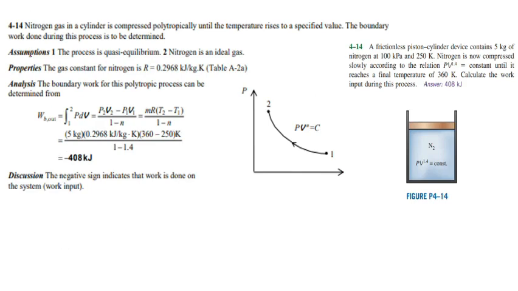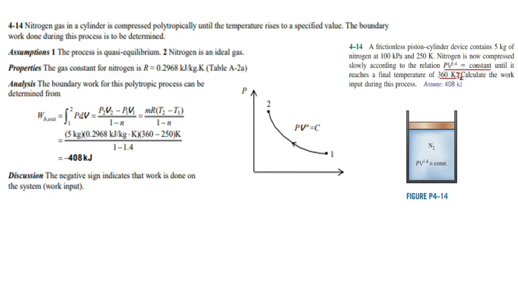Next question: you have a frictionless piston cylinder device. This is the piston cylinder. It contains 5 kg of nitrogen at 100 kPa and the temperature is 250 Kelvin. Nitrogen is now compressed slowly according to the relation. So this is the relation. This is also a polytropic process until it reaches a final temperature of 360 Kelvin. So this is T2. You have to calculate the work.